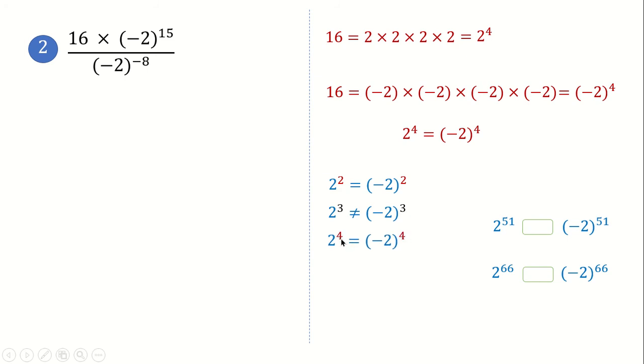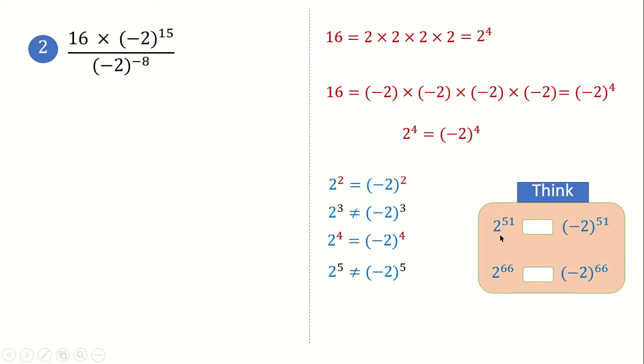Now, this power is 4 and it is an even number. You see that they are equal. Look at this power. It is 5, and here it is 5. 5 is an odd number, so they are not equal. I want you to think, what will happen if I have 2 to the power of 51 and negative 2 to the power of 51? Are they equal or not equal? Then think about this. 2 to the power of 66 and negative 2 to the power of 66. Are they equal or not equal?